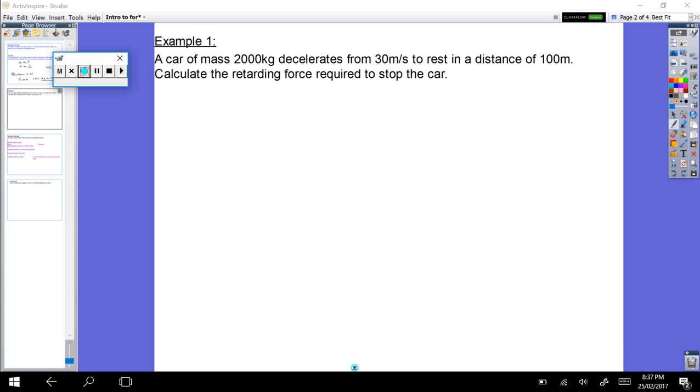Okay, so our first example. A car of mass 2,000 kilograms decelerates from 30 meters per second to rest in a distance of 100 meters. Calculate the retarding force required to stop the car. I want you to copy this down, give it a go, and then we'll go through the solution.